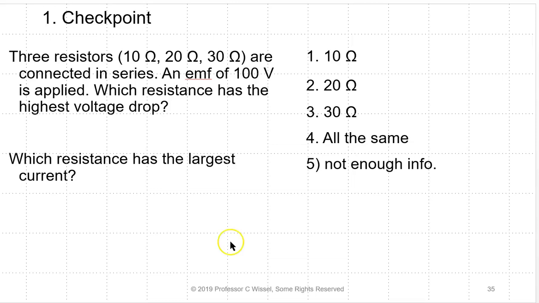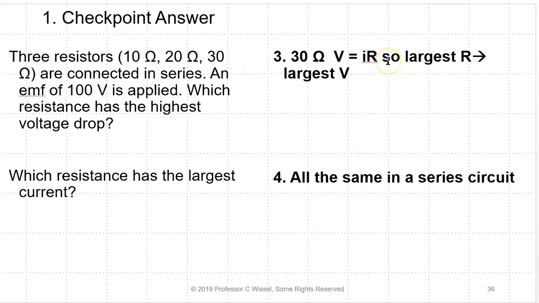I can answer the second part of this question first. They're in series. They're all going to have the same current because there's only one path for the current to flow. And the one that will have the highest voltage drop, V equals IR, will be the one with the greatest resistance. So the answer to the first part of the question is 30 ohms. The second part of the question is all the same.